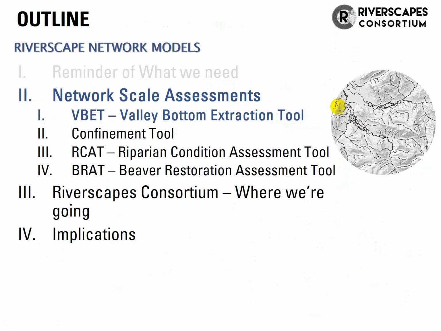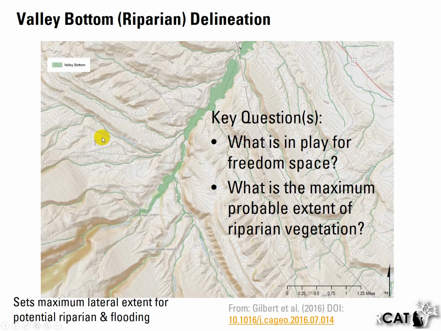So, our entry point, if you recall from last week into River Styles, was the valley setting. And the valley setting we described by first having our valleys mapped as valley bottoms. And very quickly, our valley setting, we broke into confinement. So that's what our first two tools are going to be about here. So the valley bottom is a delineation that we can do, and we define the valley bottom.